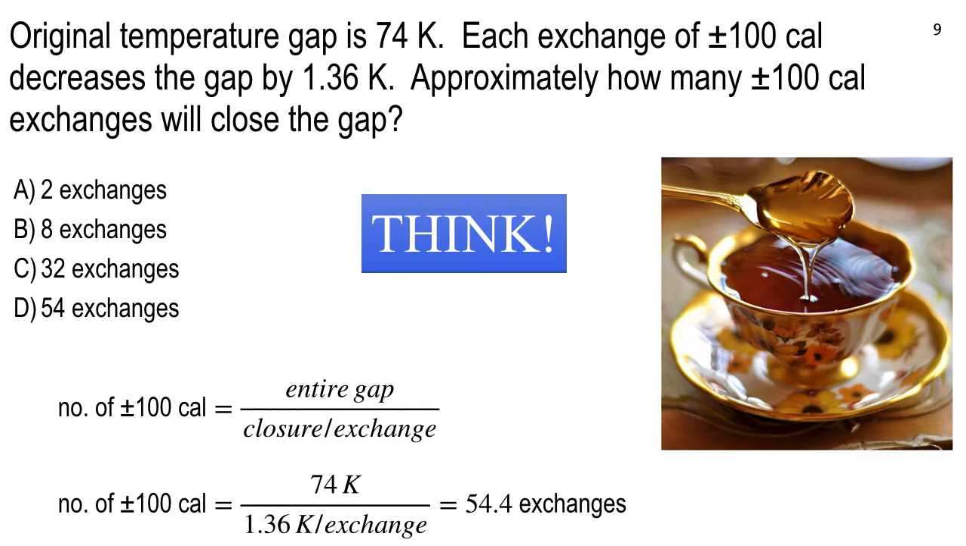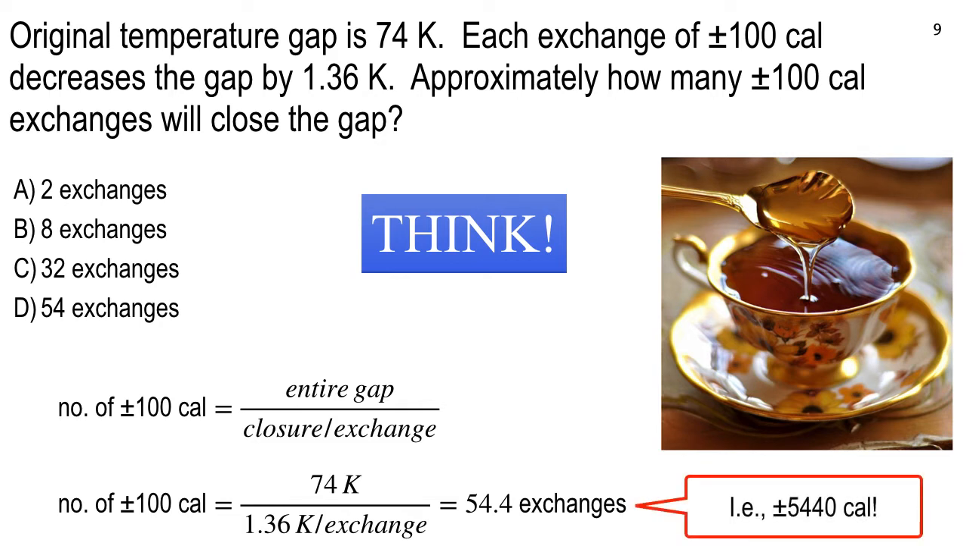Now, the nice thing about using 100 is, instead of using 20 or 27 or 509 or some weird number, if I see 54.4 exchanges and I know each one of them is 100, all I have to do is say, this much is my total, 54.4 times 100. So 5,440 is my total energy exchange. Now make a note of that.